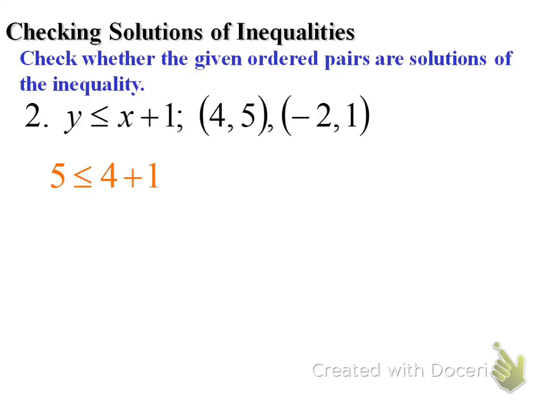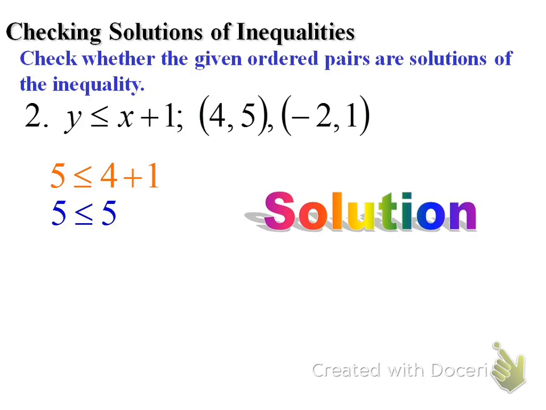We can add these two. 4 plus 1 is 5. So 5 is less than or equal to 5. True or false? True, right? Because it's an or equal to. So that is a solution.